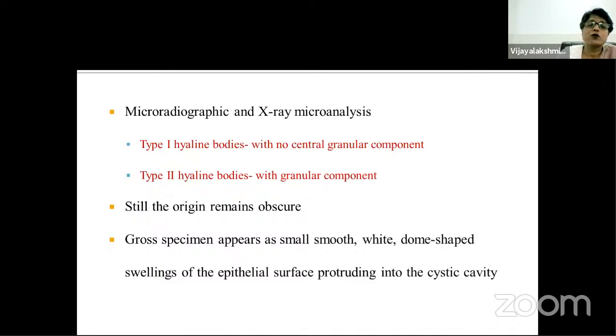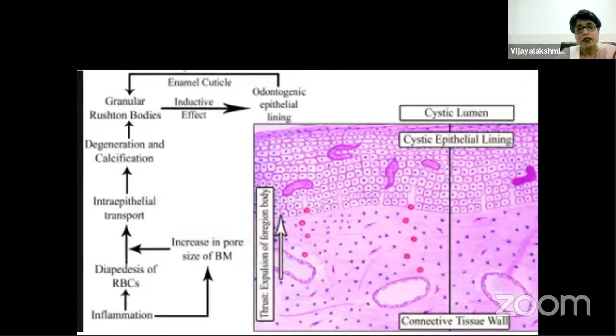But definitely, when you're doing grossing of this particular component in a cystic wall, you generally find a small, smooth, white dome-shaped swelling on the surface of the epithelium, which will be protruding into the cystic cavity, which gives an indication macroscopically that we might look for a Rushton body when the slide is prepared. Schematic representation of origin of Rushton bodies.